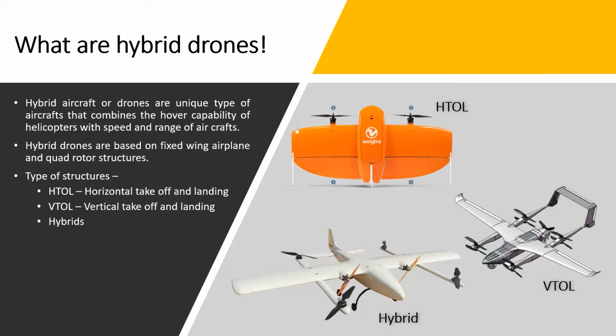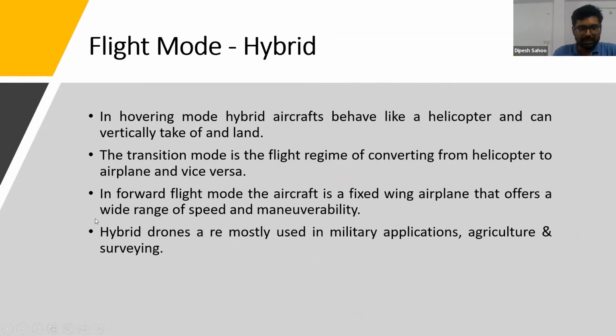Okay. So you can see hybrid drones are the type of drones that are capable of both horizontal as well as vertical takeoff. In hovering mode, hybrid aircraft behave like a helicopter and can vertically take off and land. The transition mode is the flight regime of converting from helicopter to airplane and vice versa. That means in a hybrid drone, we can perform both horizontal and vertical maneuvers.